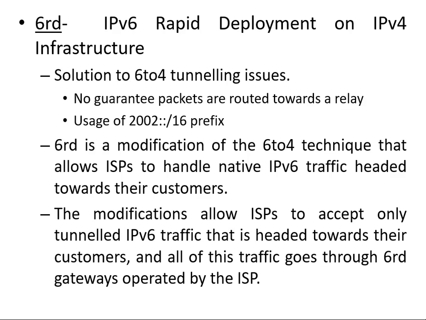So this 6RD technique allows the ISPs to handle the native IPv6 traffic headed towards their customers. So based on the modifications, the ISPs will now allow only tunneled IPv6 traffic which is headed towards the customer, and all this traffic should go towards a 6RD gateway which is operated by the ISPs.